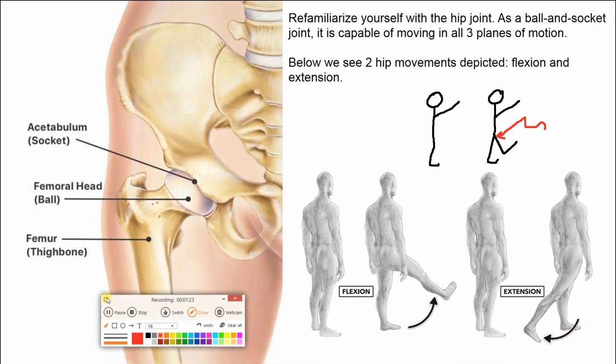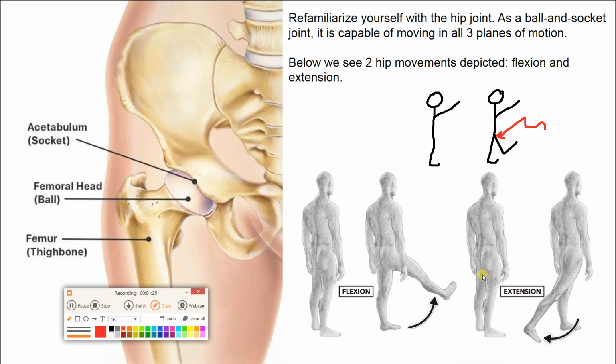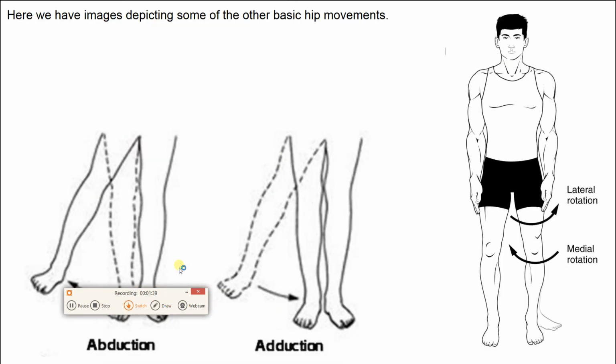Now you bring that hip back down, you straighten that angle out, and then you even take it backwards, that's extension. So decrease the hip angle, hip flexion. Increase the hip angle is hip extension. So those are two of the major movements.